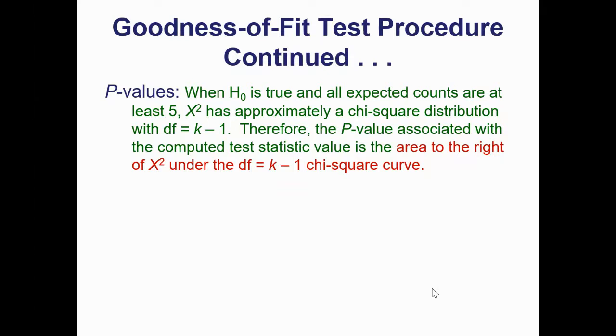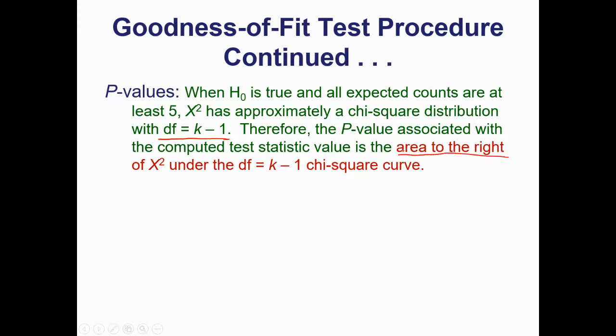Okay, so p-values. Just like we've done all the way through, we're going to focus on p-values to make our decision. When H naught is true and all expected counts are at least 5, then chi-squared has an approximate chi-squared distribution with k minus 1 degrees of freedom. Therefore, the p-value associated with the computed test statistic value is the area to the right of chi-squared.